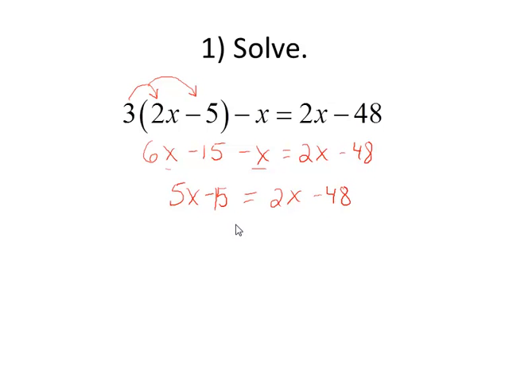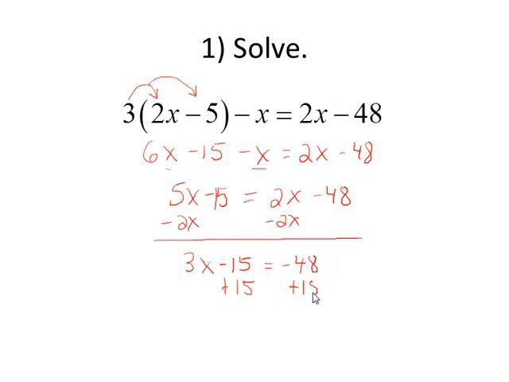We need to collect all the variable terms on one side. I can do that by subtracting 2x from both sides. Next, I want to collect all the constant terms on the other side, so I'll add 15 to both sides. And I get 3x equals negative 33. Divide both sides by 3. And I have x equals negative 11. So my solution set is negative 11.